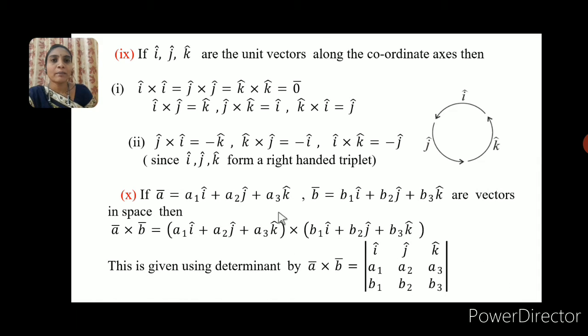10th, if a bar is equal to a1 i cap plus a2 j cap plus a3 k cap, b bar is equal to b1 i cap plus b2 j cap plus b3 k cap are vectors in space, then a bar cross b bar is equal to a1 i cap plus a2 j cap plus a3 k cap cross product with b bar, b bar is b1 i cap plus b2 j cap plus b3 k cap. This is given using determinant by a bar cross b bar is equal to the determinant i cap, j cap, k cap, a1, a2, a3, b1, b2, b3.